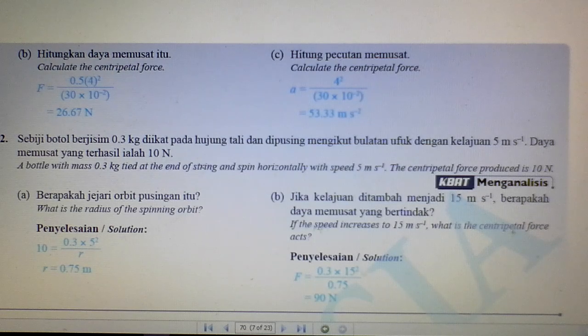Part B, if the speed increases to 15, what is the centripetal force? You just use the same formula, the same mass, and then the speed increases to 15, so it becomes 15 squared divided by the radius that we get from here, 0.75, so 90 Newton.